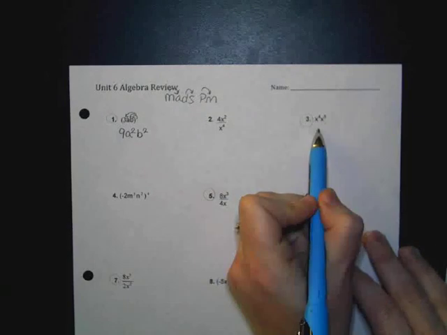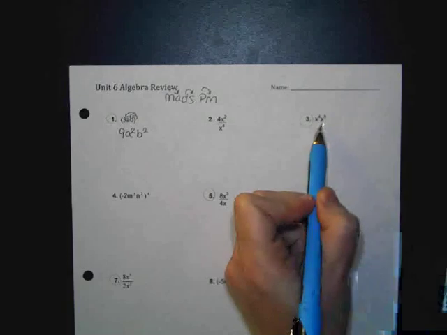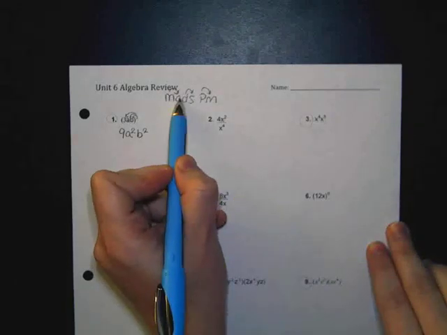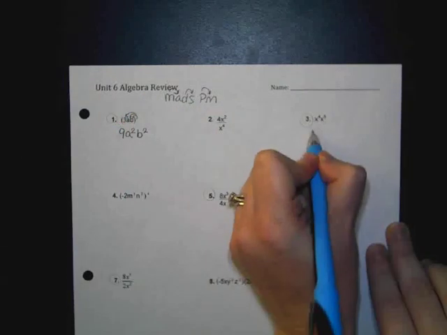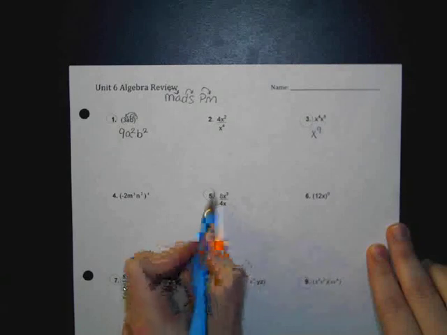Number 3 is x to the 4th, x to the 5th. When there's no operation sign in between, that's always a hidden multiplication sign. Since I'm multiplying in my problem, I'm going to add my exponents, which tells me this would be x to the 9th.